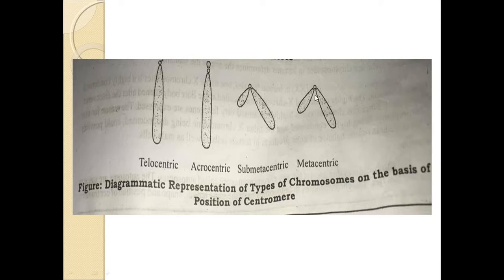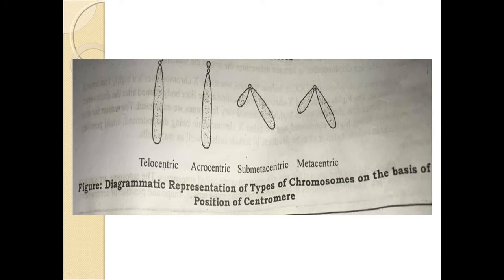Next we have metacentric chromosomes or mediocentric chromosomes, where the centromere is lying in the center of the chromosome. You can see here the centromere is lying in somewhat the center of the chromosome and will divide the chromosome into two arms or two parts. The centromere lies at the center of the chromosome in metacentric chromosomes.